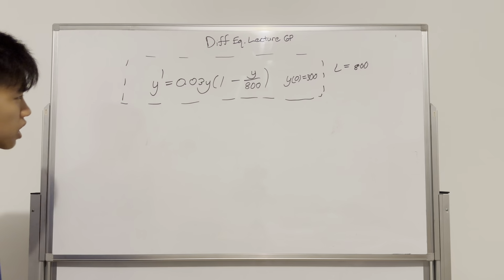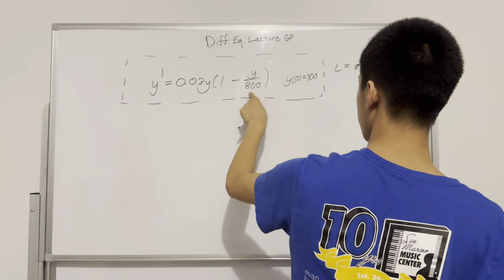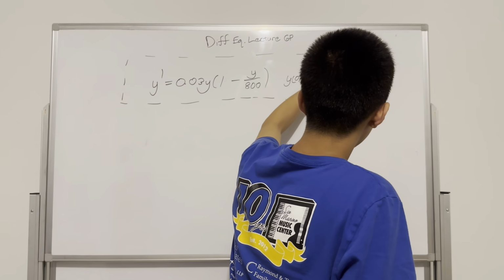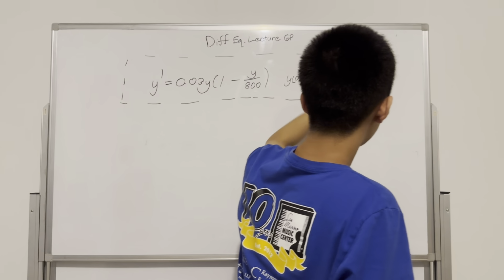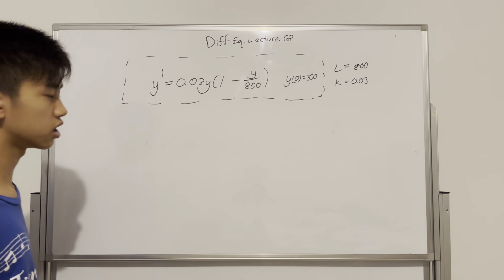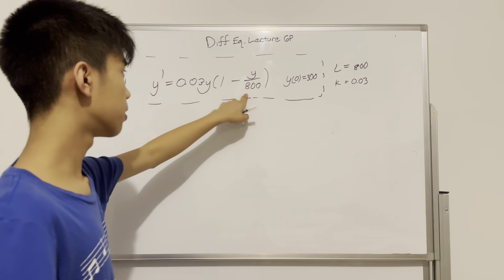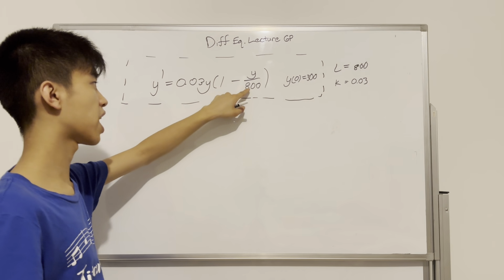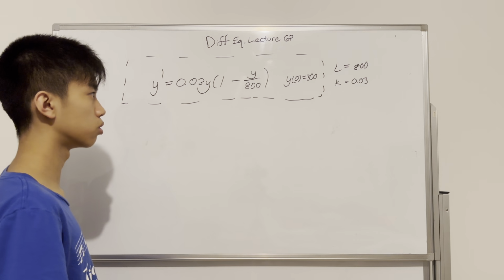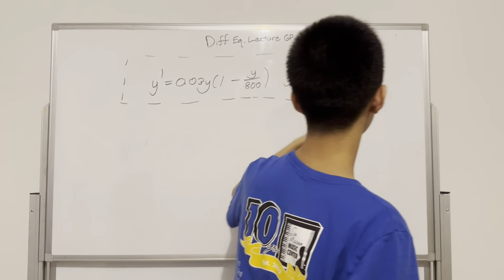So how do we solve this? Well, we know L equals 800, obviously, because it's what's down here. We know k is 0.03. No, you're not always going to find differential equations in these forms. Sometimes you'll find it in a word problem where they'll give you k and they'll say that the carrying capacity is 800 and you'll have to figure it out yourself. But I just wrote it out for you so you guys won't have to figure it out. Although I should probably do that.